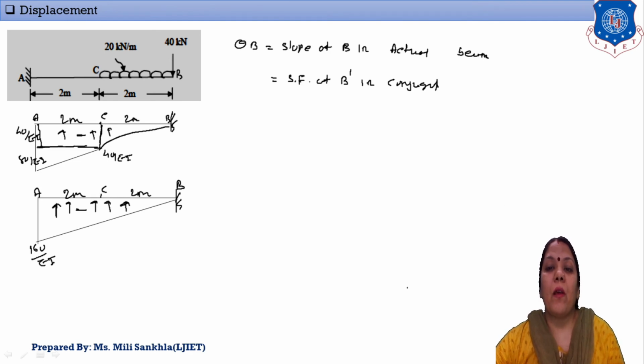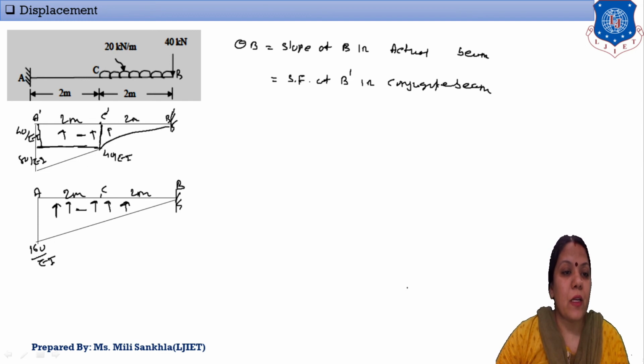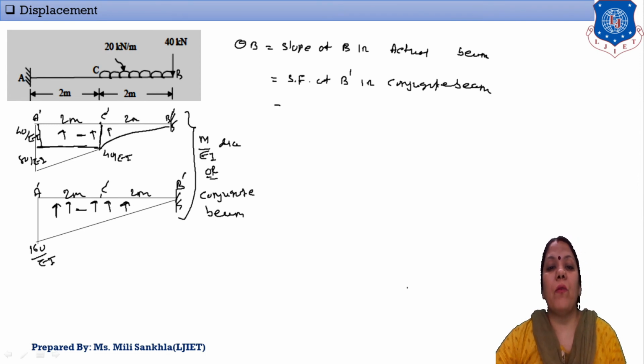Okay, conjugate beam. Now here we change the sign: A dash, C dash, B dash, because these are our conjugate beam, or we can say that this is our M upon EI diagram. This is our M upon EI diagram, or we can say this is our conjugate beam. Now one by one for theta B.